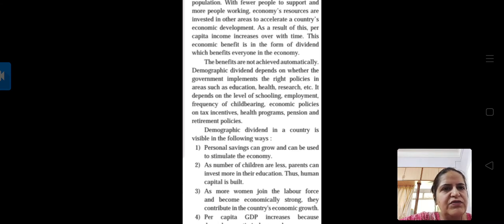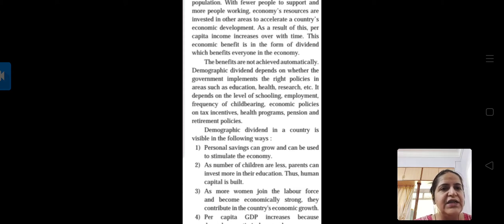It depends on the level of schooling, employment, frequency of childbearing. How many children does one have and what is the frequency? Economic policies on tax incentives, health programs, pension and retirement policies. You all know your grandparents, if they have retired from any government job, they get these pensions sitting at home, and there are people in the military, the police, all who are under the public services. They get pension. There are different retirement policies for different areas, different sections.